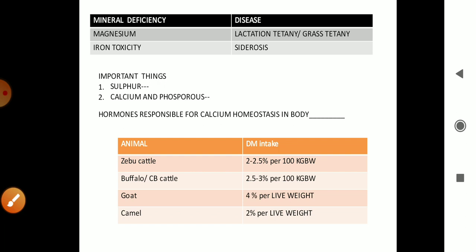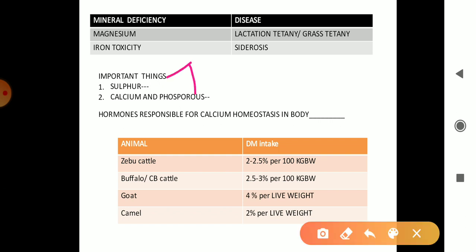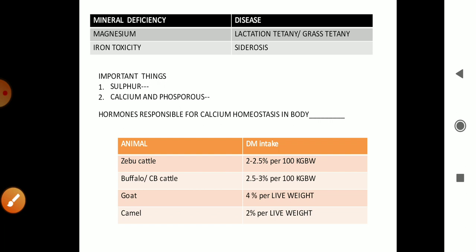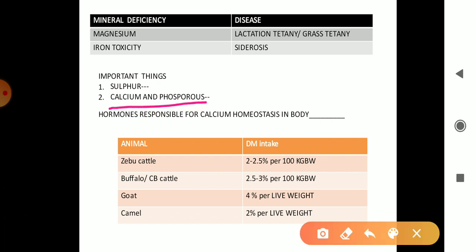Next important thing, sometimes the examiners ask about sulfur, so let's discuss some sulfur-containing vitamins. The vitamins which contain sulfur are thiamine, vitamin B1, and biotin. Let's come to the next discussion, calcium and phosphorus. These are the two minerals present in the body, and they maintain homeostasis in a ratio of 2:1. Very, very important.